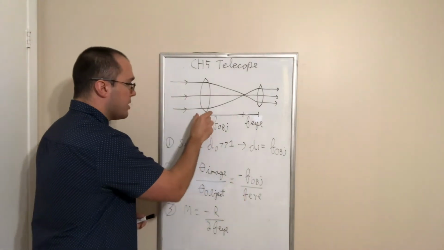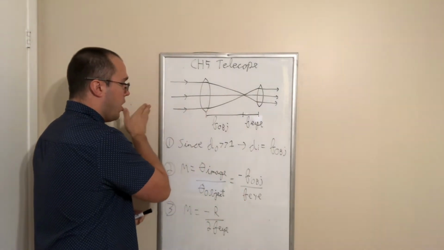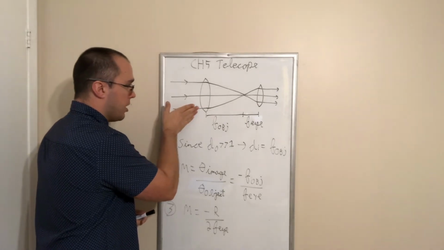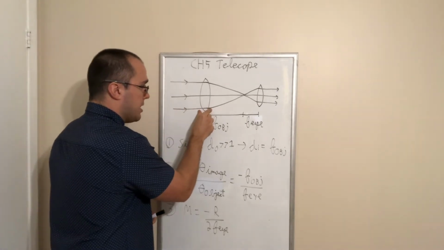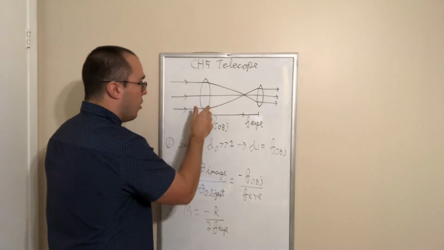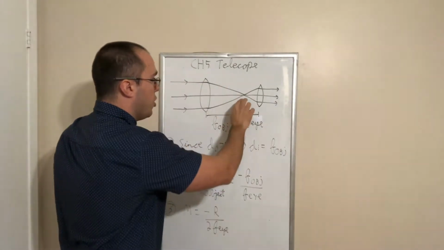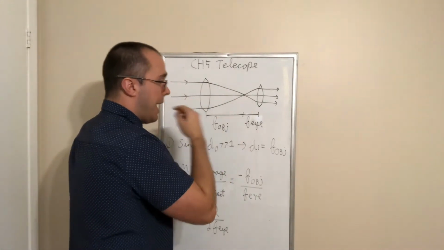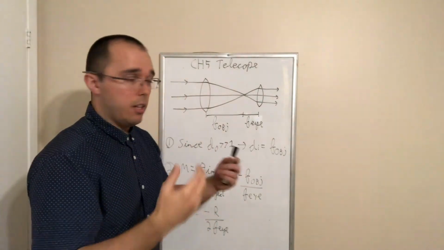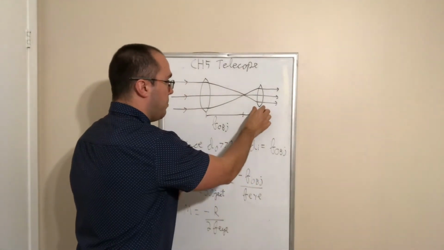case. The first lens, which is the lens where the rays coming from the distant object enter, is called the objective lens. This lens converges the rays to its focal point. Then we have a second lens called the eyepiece.